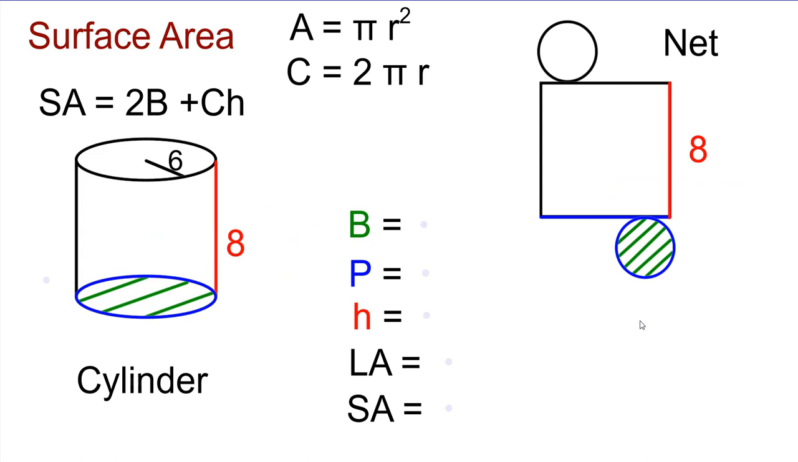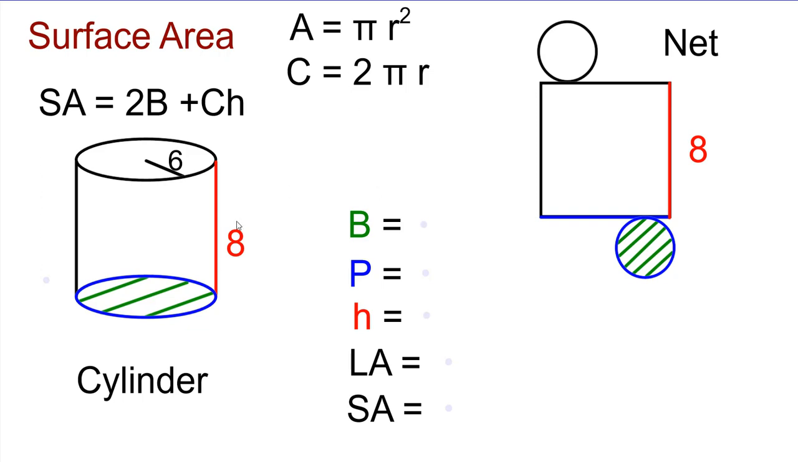Okay, so one more example, which is when we're dealing with cylinders, which just has a base of a circle, right? So we've got our formulas for the circumference, which is our perimeter, right? So the formula changes a little bit because the perimeter of a circle is called the circumference, and then our area is going to be pi times the radius squared.